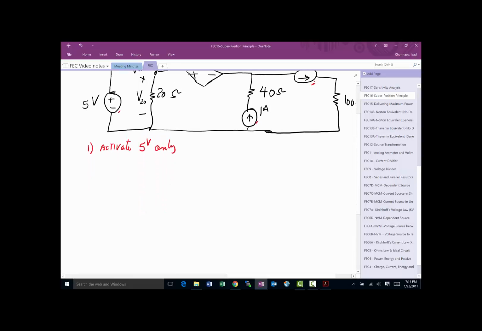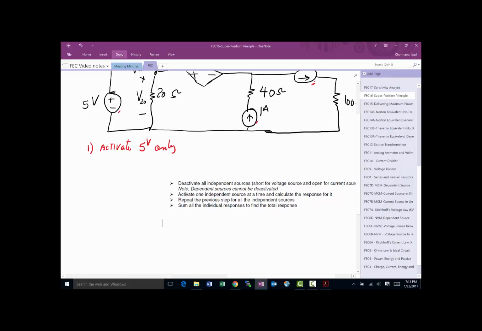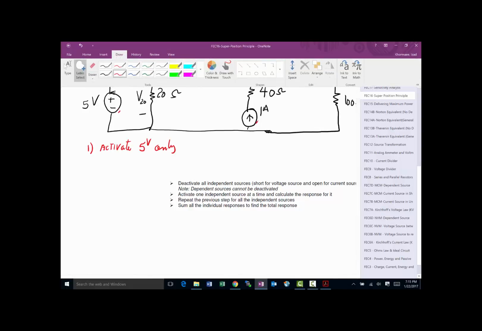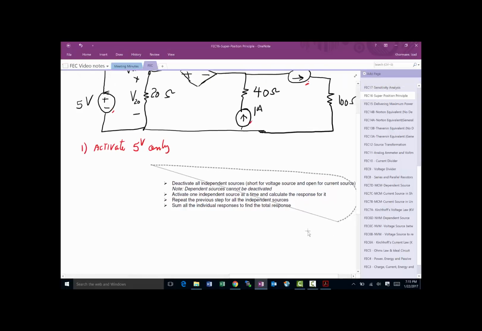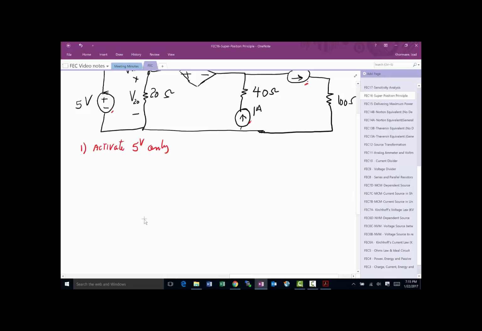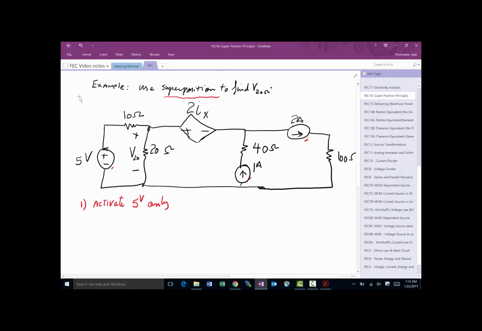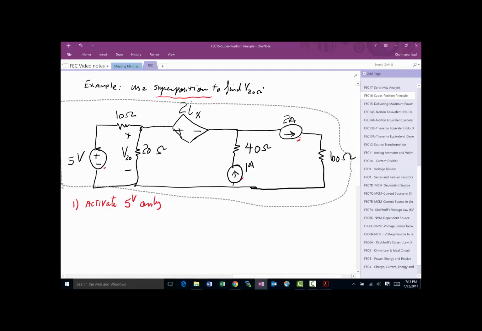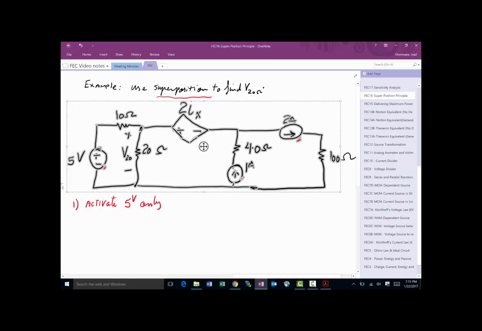Every time we do this, I'm going to redraw the circuit just to make sure we don't end up with some error, because we're trying to overdraw it on the same one. So let me get rid of this text, create a clean space, and grab this and make a copy of it so I don't have to redraw it.